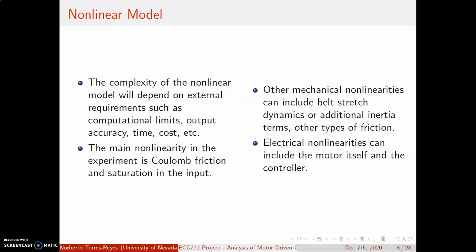Electrical nonlinearities can include any nonlinearities in the motor, perhaps a resistance that is a function of temperature, and also anything in the controller as well.